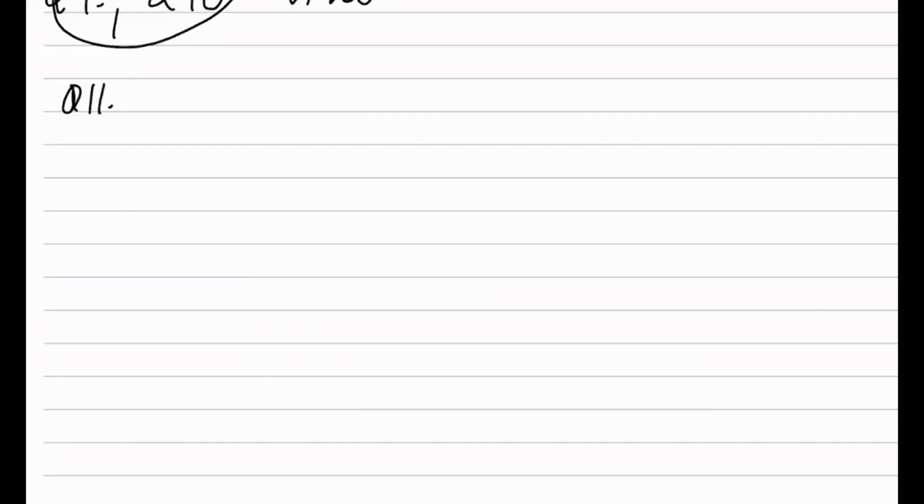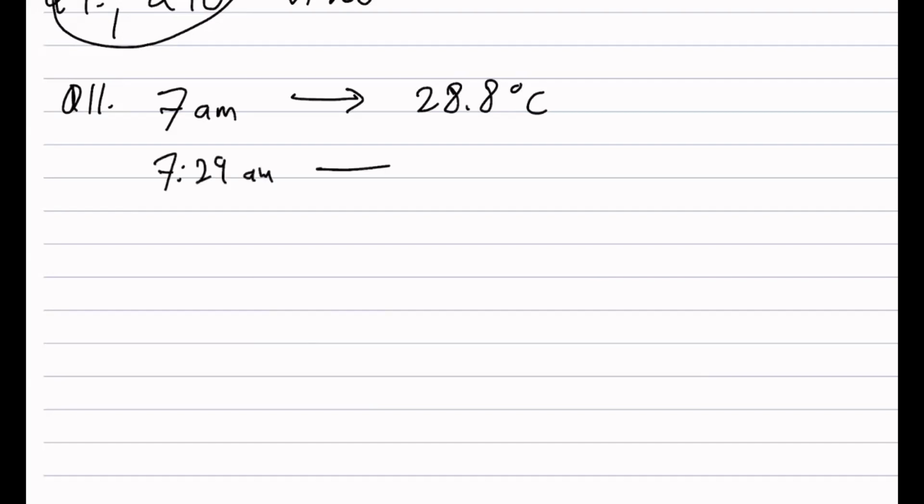At 6:45 a.m., a coroner was called to the home of a man who had died during the night. In order to estimate the time of death, the coroner took the man's temperature twice. Murder mystery. At 7 a.m. you have a temperature of 28.8 degrees Celsius. The dead body, is it? Then at 7:29 a.m., the dead man's temperature is 28.0 degrees Celsius.